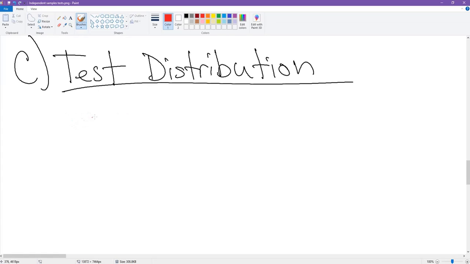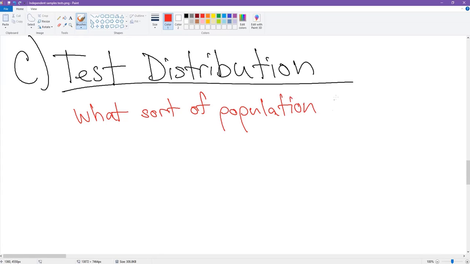So what do we have as options? We have options based off of what sort of information we're given. So you have to pick your test distribution based off of what sort of information from the population you have. I'm going to call this what sort of population info available.